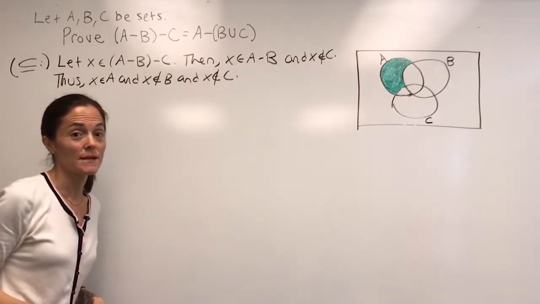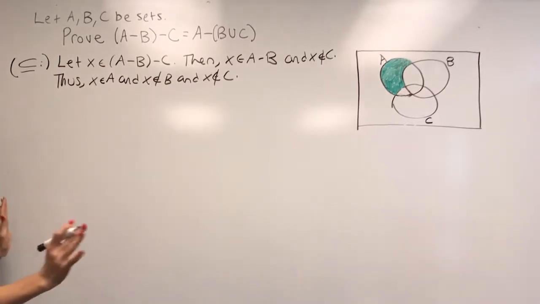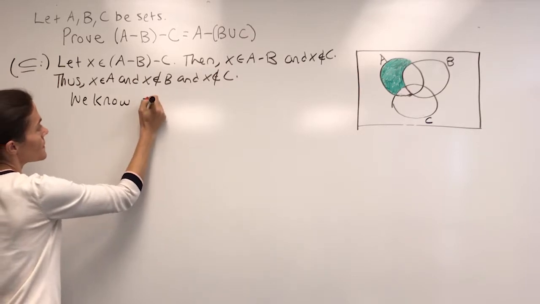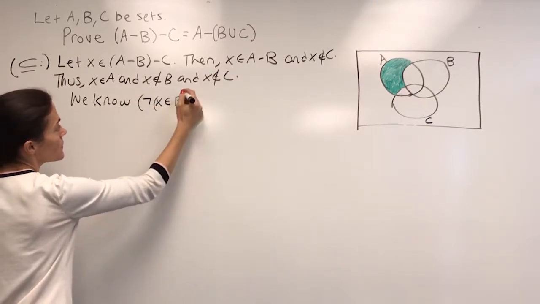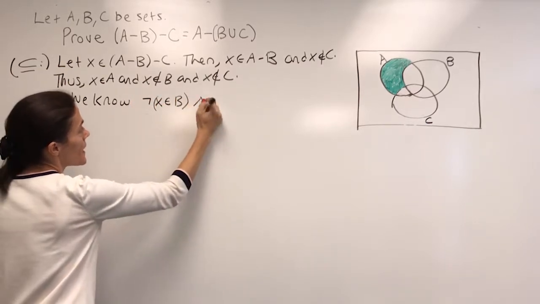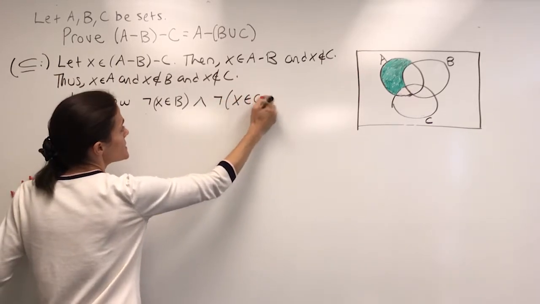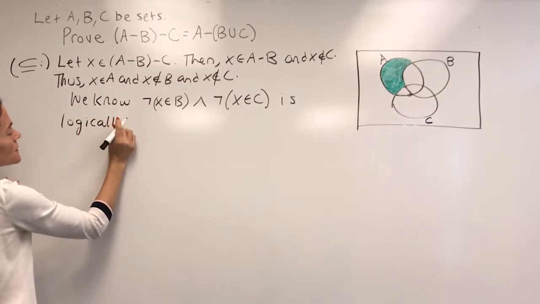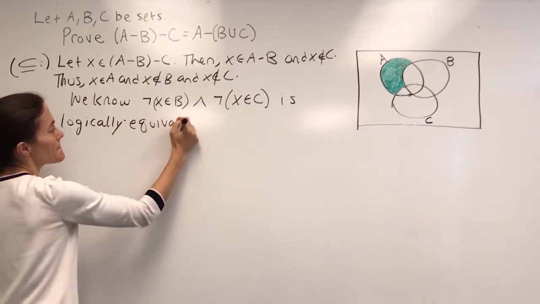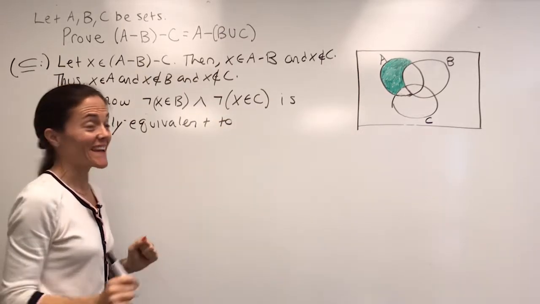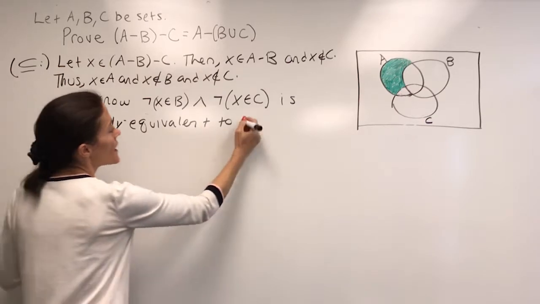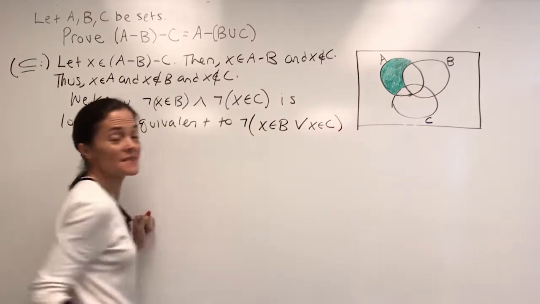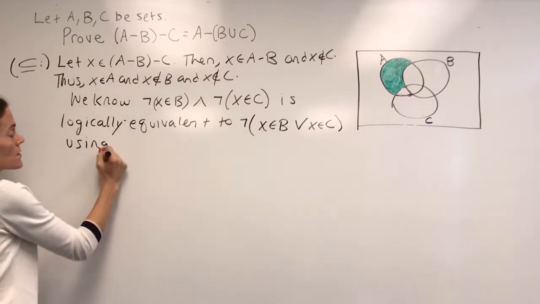Okay, now at this moment I want to bring some logic into it. So we're going to keep X being in A. So we know not X in B and not X in C is logically equivalent to, okay, let's see, well, it's going to be not X is in B or X is in C. This is using De Morgan's law.